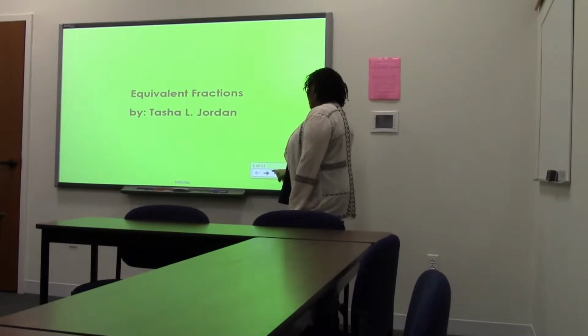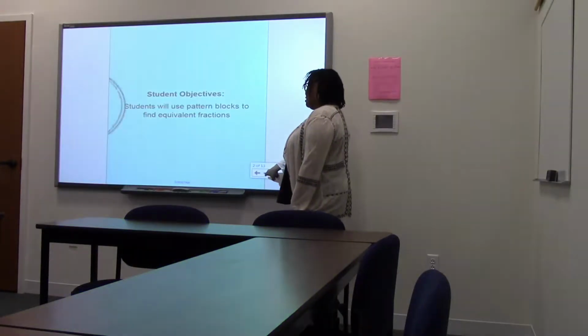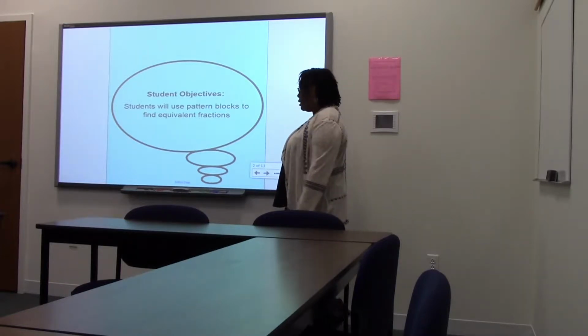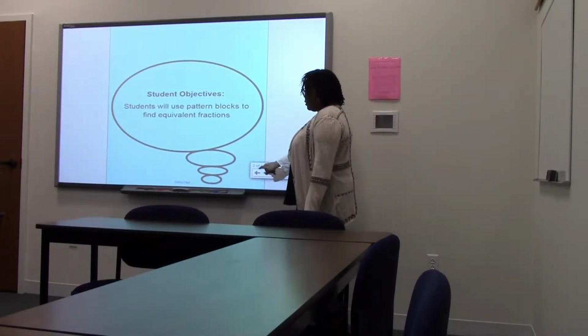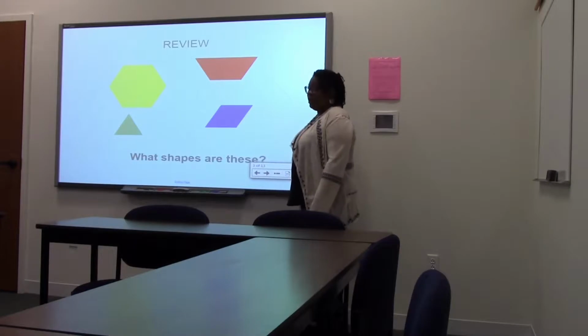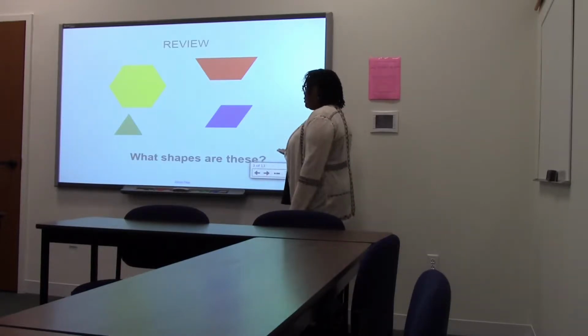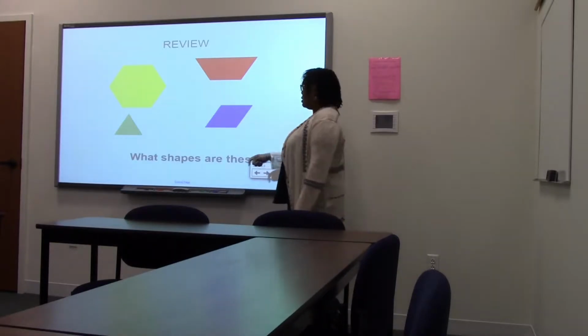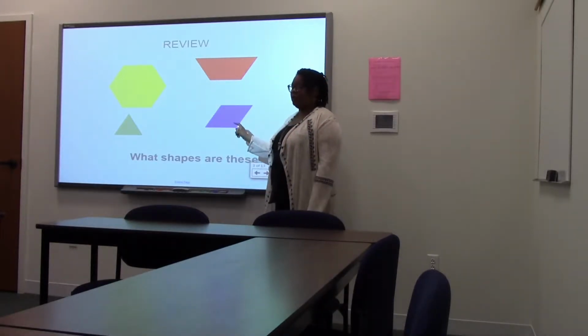Today, class, we're going to be learning about equivalent fractions. The objective of today is to use pattern blocks to find out equivalent fractions. Last week we learned about the different shapes that we use for equivalent fractions, and so we're going to review them here. So, the first one is what?